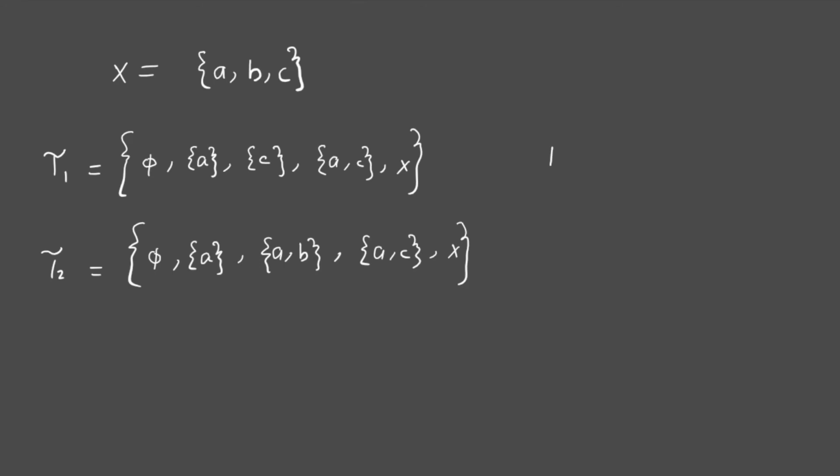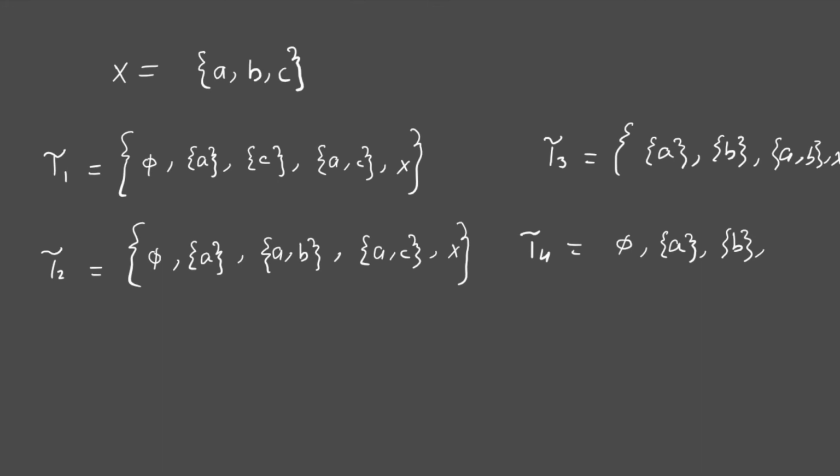And there is another, tau 3, which is A, B, AB and X. This is another collection, not a topology yet; tau 3 contains the collection A and B, also AB, and X. Now we're taking tau 4, and in this collection our members are phi, A, B and X.